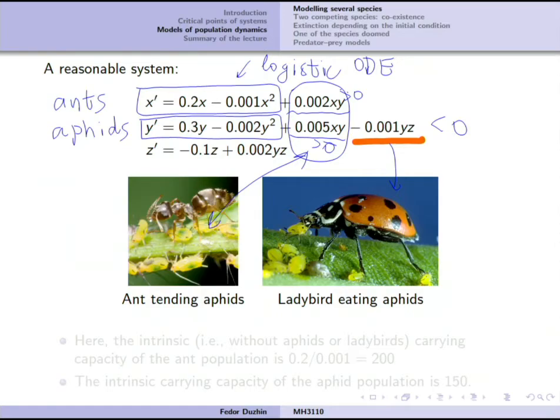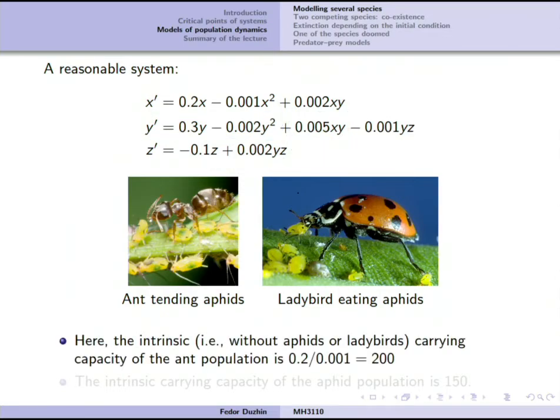Alright, and now if we look at the equation for ladybirds, which is the last one, z prime, then on its own, ladybirds would die out, would disappear, which is given by the fact that the growth rate is proportional to the population with a negative coefficient. But whenever they meet aphids, this is beneficial for them because aphid is their source of food.